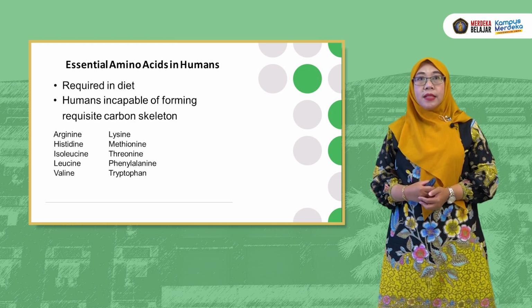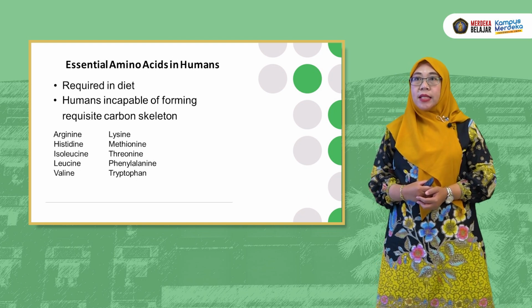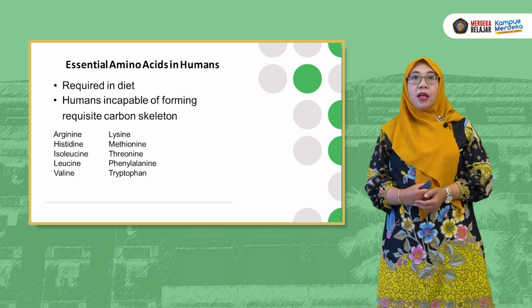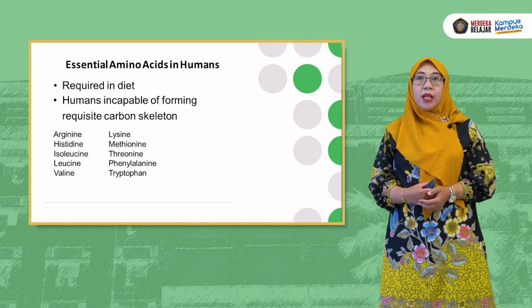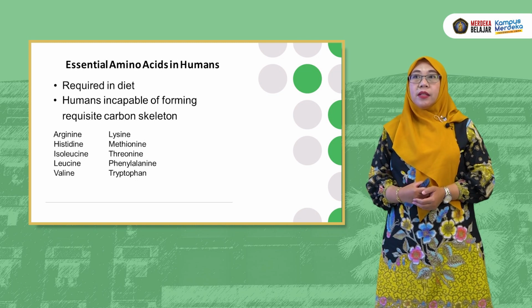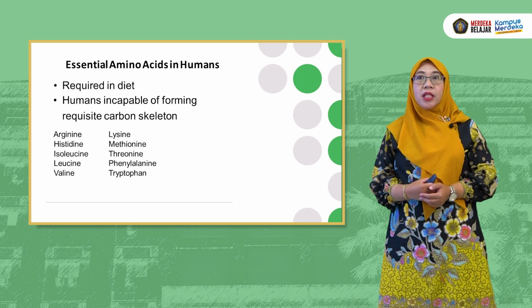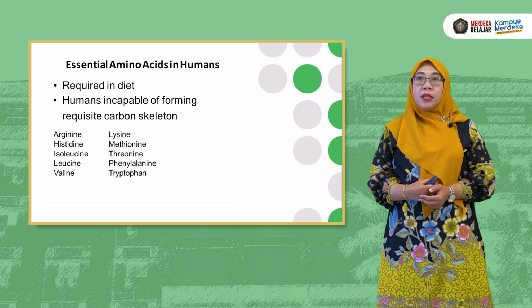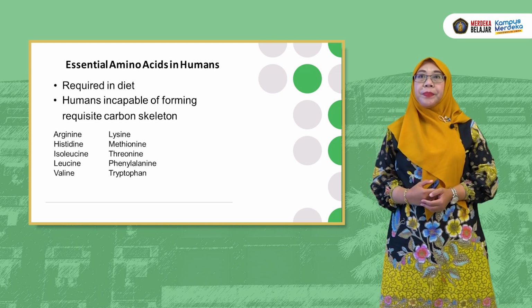There are also essential and non-essential amino acids. Essential amino acids are amino acids that we need in our daily diet. This is because humans are incapable of forming their carbon skeletons. There are 10 essential amino acids. They are arginine, histidine, isoleucine, leucine, valine, lysine, methionine, threonine, phenylalanine, and tryptophan.